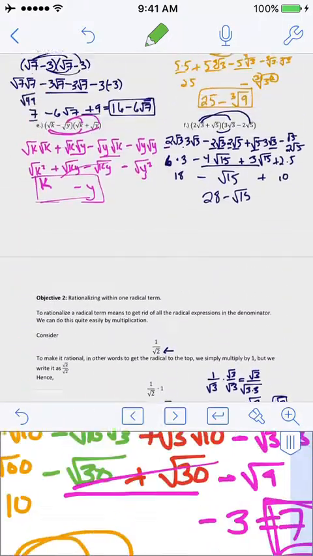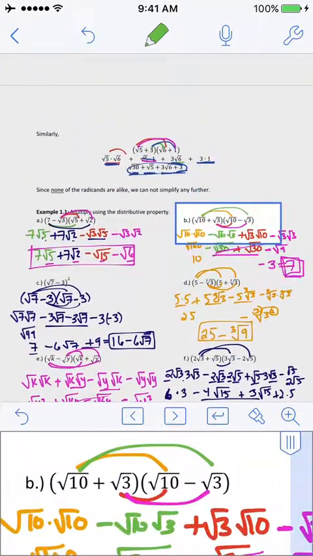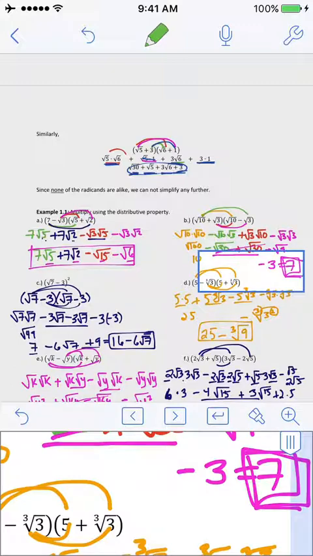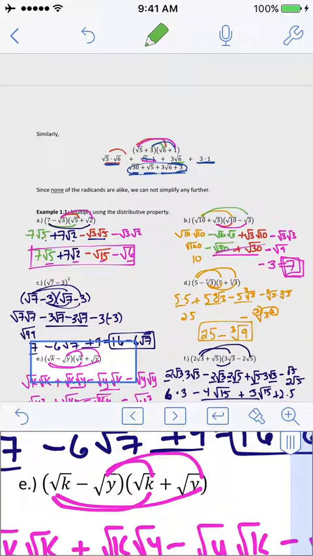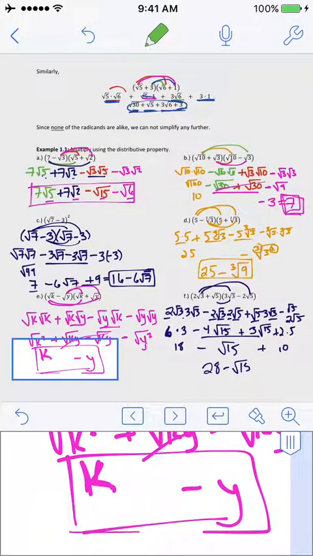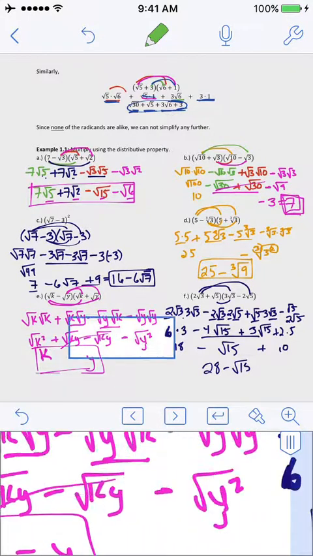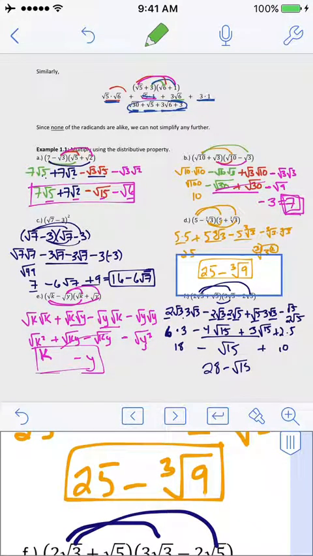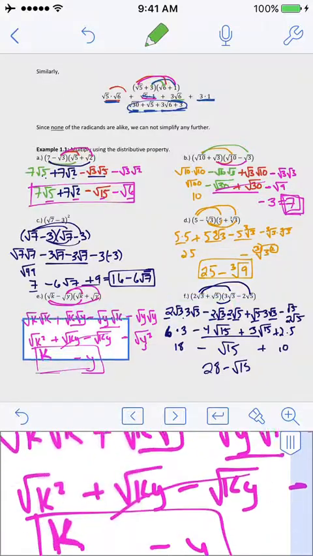Let's go back to some of our multiplication earlier. Here we had a conjugate. Root 10 plus root 3 times root 10 minus root 3. We ended up getting 7. Root k minus root y times root k plus root y, we ended up getting k minus y. You don't see any more radicals there. It doesn't quite work for cubics. Sorry. It only works for squares in this case.